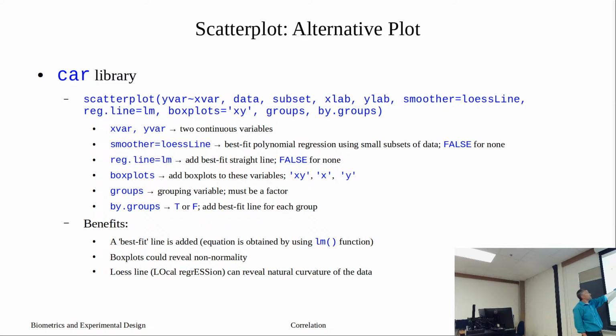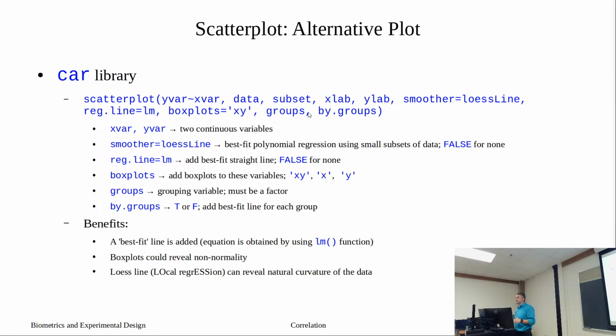If you wanted to add extra box plots, so a box plot for the x-axis and a box plot for the y-axis, you can add those. And you can do it by groups. So if you had a grouping variable, we can specify the grouping variable and then say, yeah, make a separate scatter plot for each of our groups.